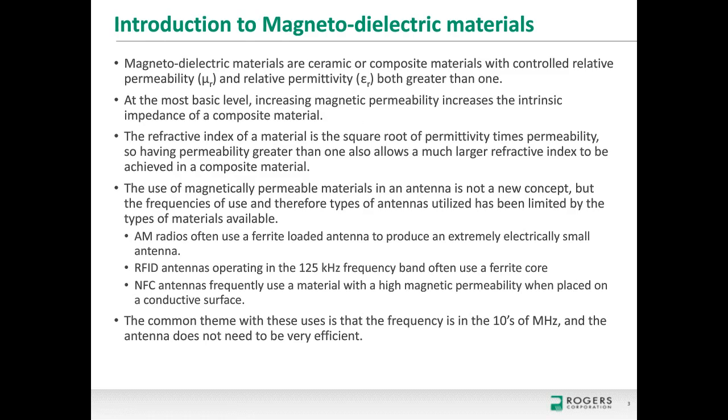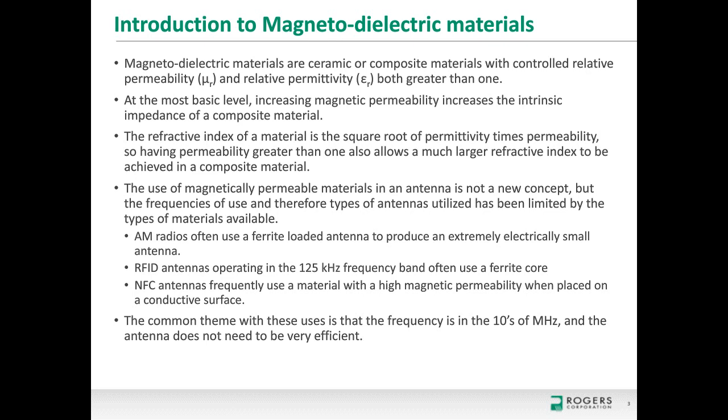So at a first level, a magneto-dielectric material is a composite or a ceramic material that has both permeability and permittivity greater than 1. They are not a metamaterial where you would, say, create a circuit structure on a copper-clad laminate that gives you a permeability or permittivity greater than 1 over some narrow frequency range. The intrinsic material properties are what drive the high permeability and high permittivity.